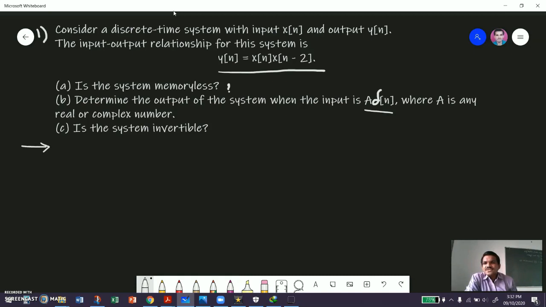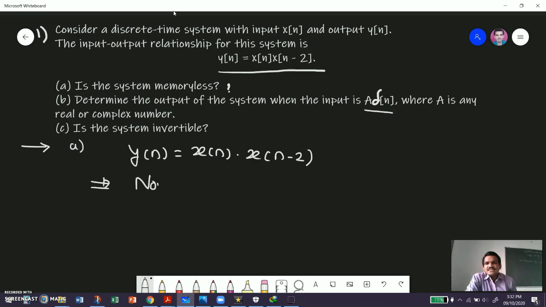Let us start the solution now. First, point a: whether the system is memoryless or with memory. By looking at the equation, y of n equals x of n times x of n minus 2, we can say that the system is not memoryless.